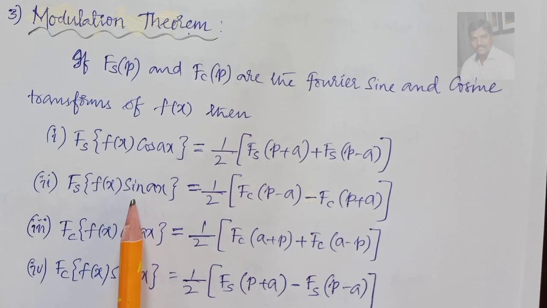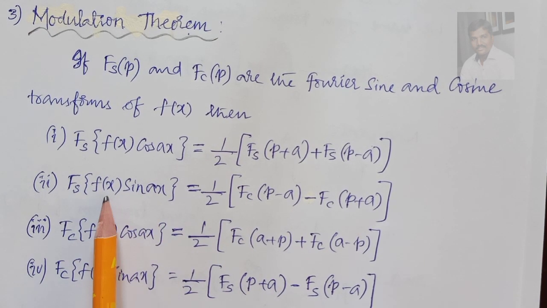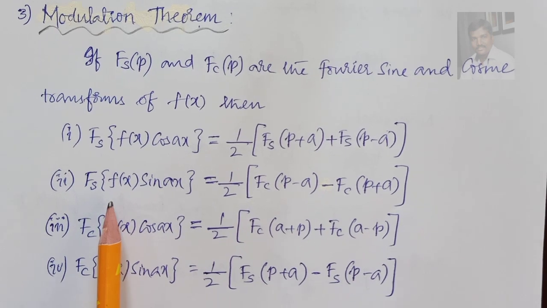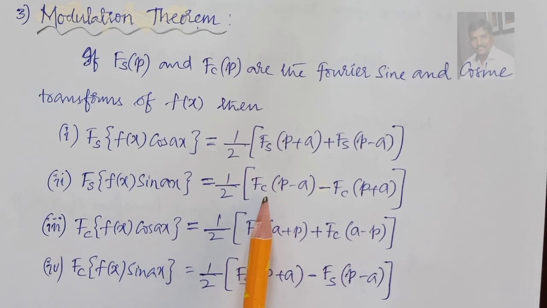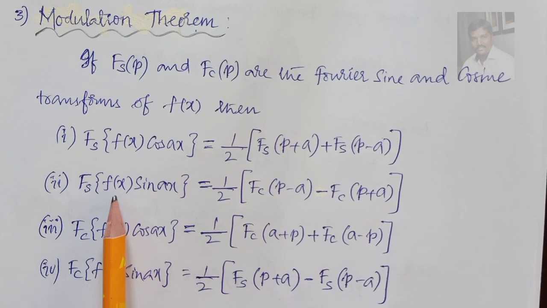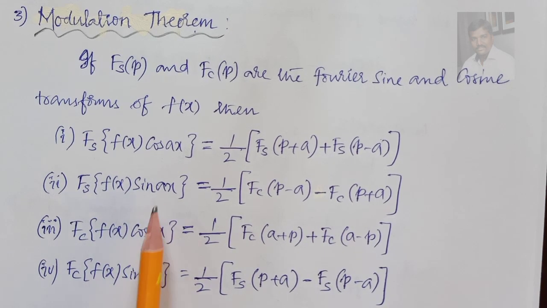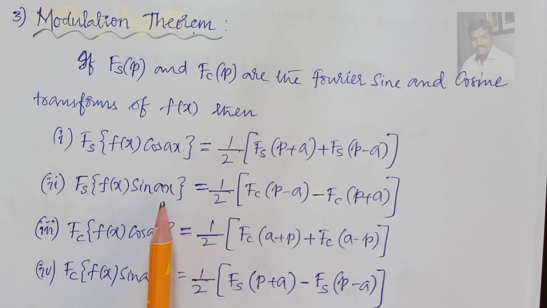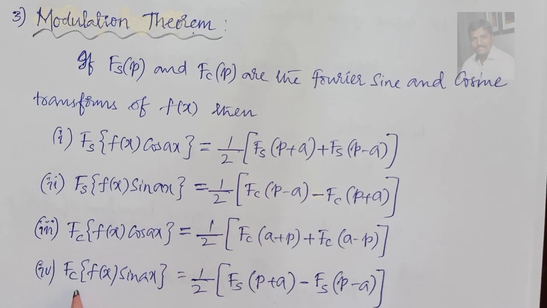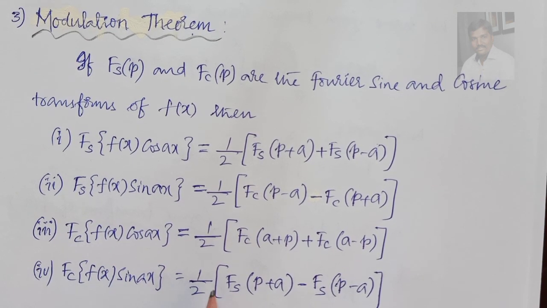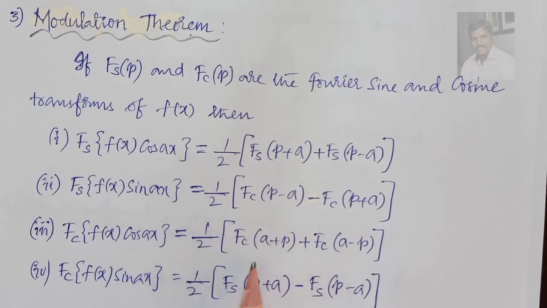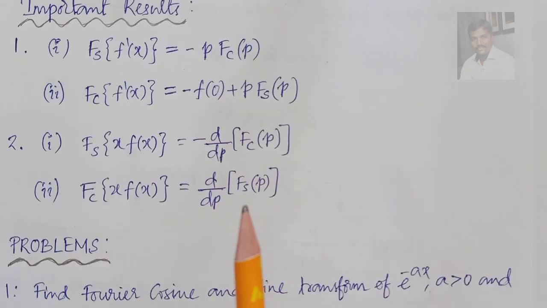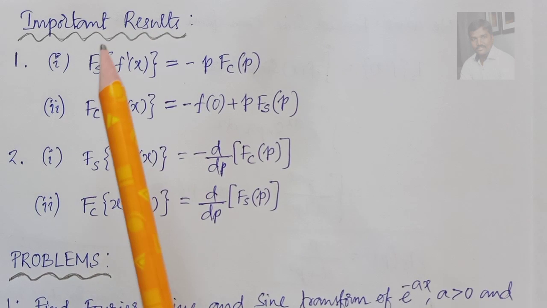But when I have the combination sin ax along with f(x), in that case we need to know the Fourier cosine transform of that function f(x), and whenever we have the sin ax combinations, only then can we find the Fourier sine transform of f(x) sin ax and the Fourier cosine transform of f(x) sin ax, by using these two formulas. Okay, here are the important results we have.